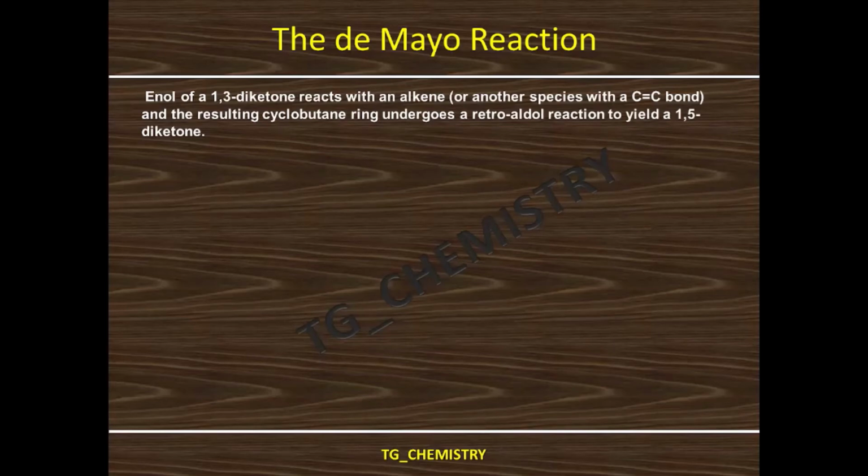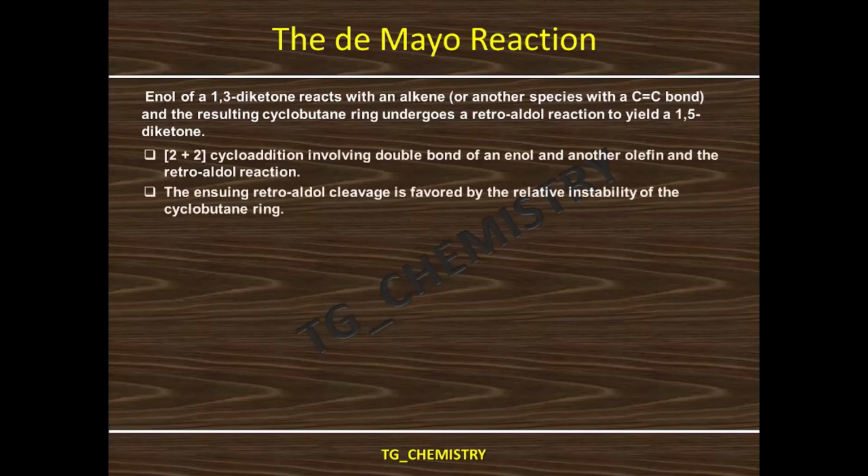Two points need to be memorized here. One is that the 2+2 cycloaddition involves the double bond of an enol and another olefin, and the retro-aldol reaction then proceeds afterwards. And the ensuing retro-aldol cleavage is favored by the relative instability of the cyclobutane ring.